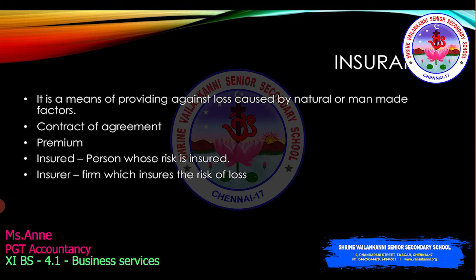So what is insurance? Insurance means it's providing a shelter against loss caused by natural or man-made factors. It is a contract of agreement upon a payment of premium by the insured. The insurer undertakes to compensate the loss suffered by the insured. Insured is a person whose risk is insured. Insurer is a firm which undertakes covering the risk, which is the insurance company.